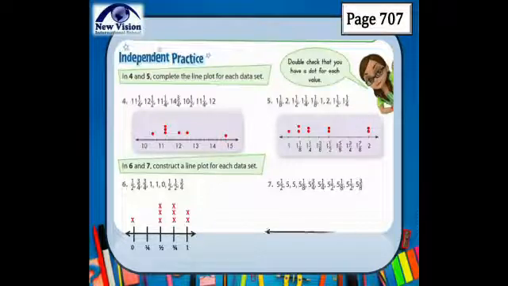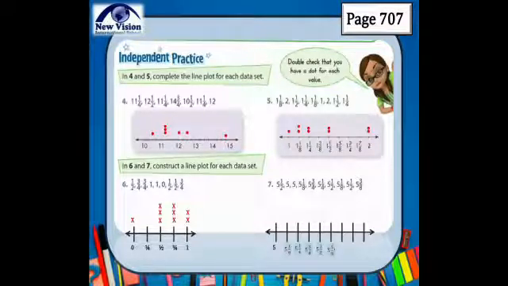Number 7, 5, 5 and 1/8, 5 and 1/4, 5 and 3/8, 5 and 1/2, 5 and 5/8, 5 and 3/4, 5 and 7/8, 6. Okay, so let's start with 5 and a half, 5, 5, 5 and 1/8, 5 and 3/4, 5 and 1/4, 5 and a half, 5 and 1/8, 5 and a half, and 5 and 3/8.